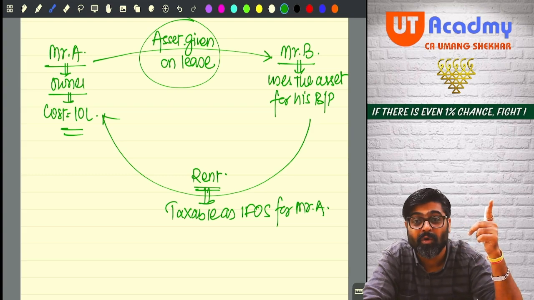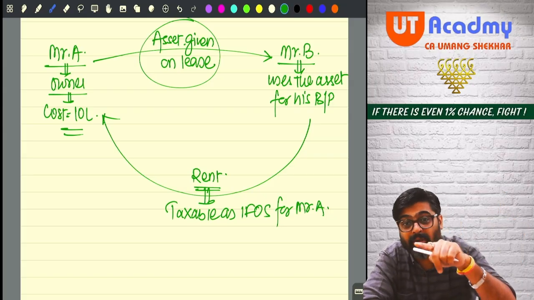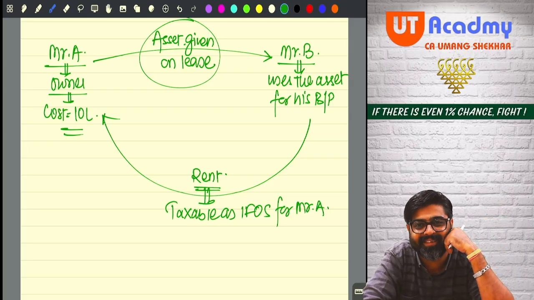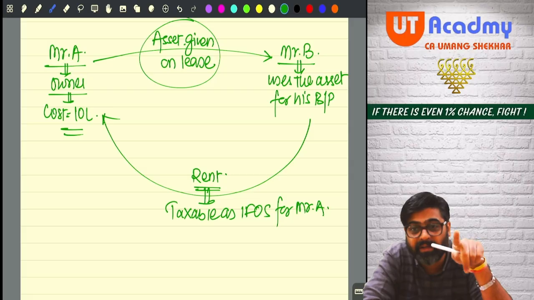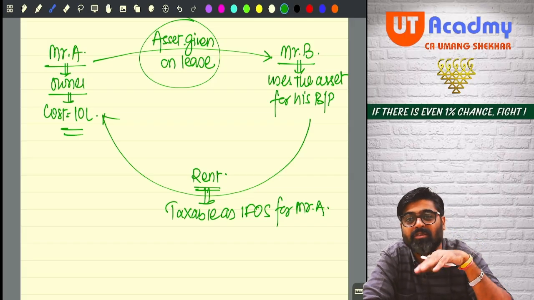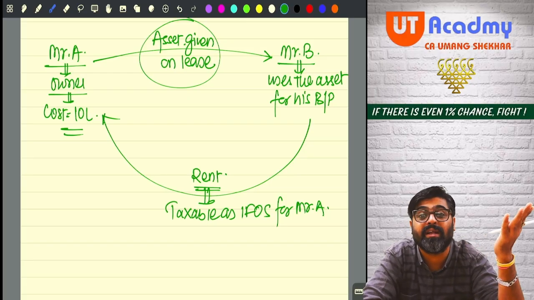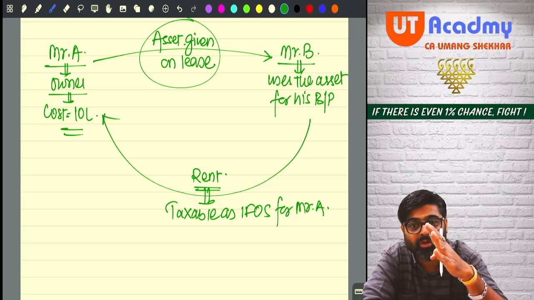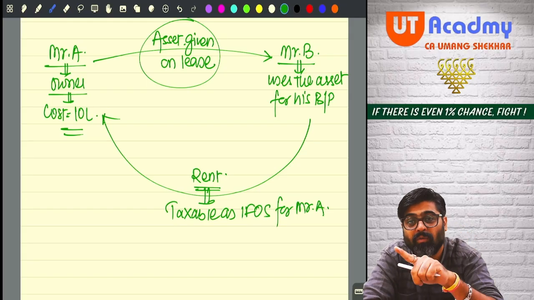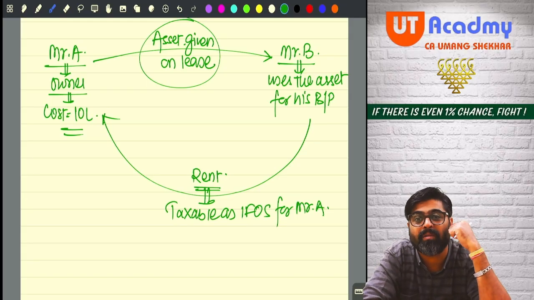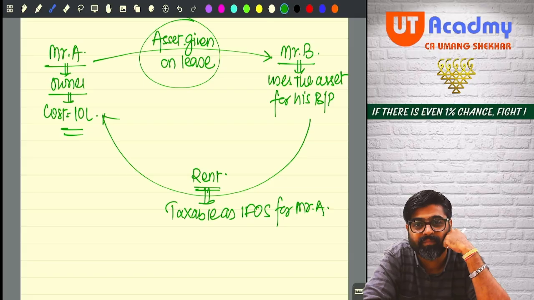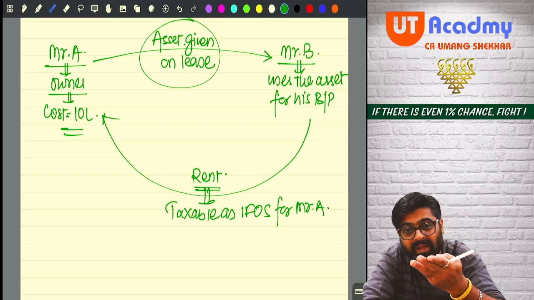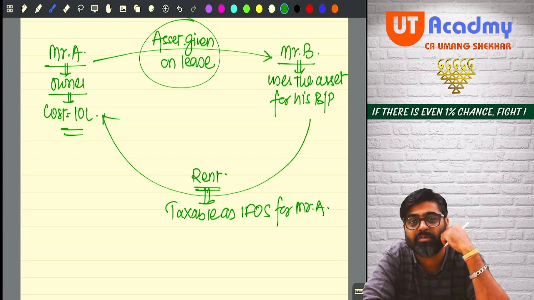For him, photography is his business, and in his photography business, he will be using my camera. And for that, my friend is paying me rent. Now tell me, my business is not to give such cameras on rent and earn rental income. This rental income is not a PGBP income for me. Why? Because renting the camera is not my business.